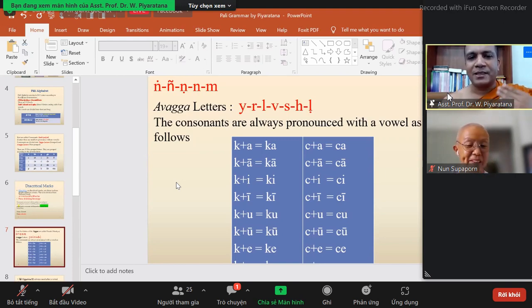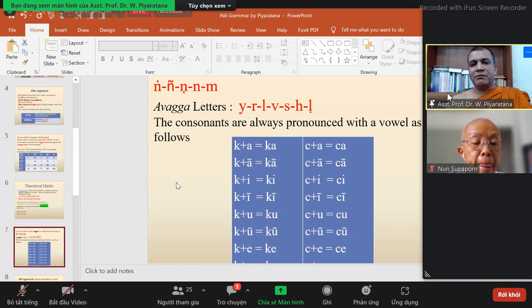The ta-vagga, ra, la is muddaja. Ta, da, na, ra. Ra is called muddaja. And also la, they call palatals. So even though these eight letters are called avagga, when we concern the pronunciations, kantaja, taluja, dantaja, muddaja, they belong to different groups.